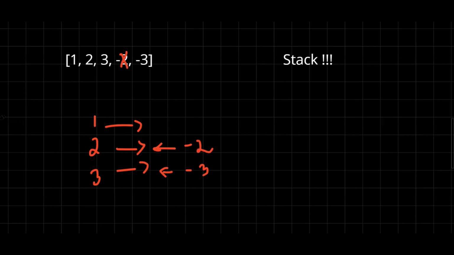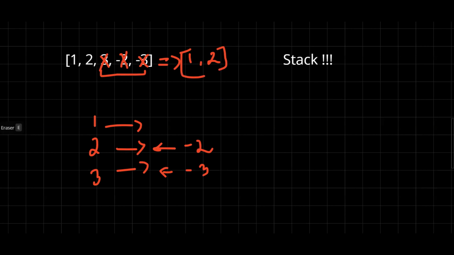Now, after that, for this pair of asteroids, if asteroid 3 and -3 collide, then as both of them have the same strength, both of them will vanish. So 3 and -3 will vanish. After that, the only asteroids remaining are 1 and 2. So in this test case, we have to return 1 and 2.